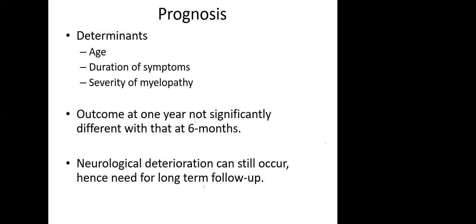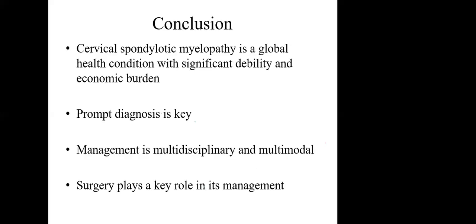It has been found by some researchers that outcome at 6 months is not significantly different to the outcome at 1 year. So at 6 months, we can predict that a patient has plateaued in terms of recovery. Patients have to be followed up for long because neurological deterioration can occur even from progressive disease.